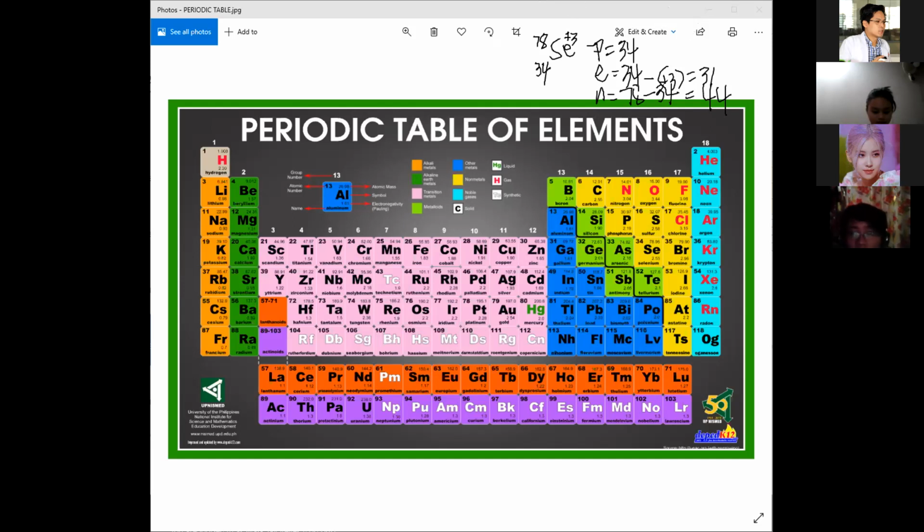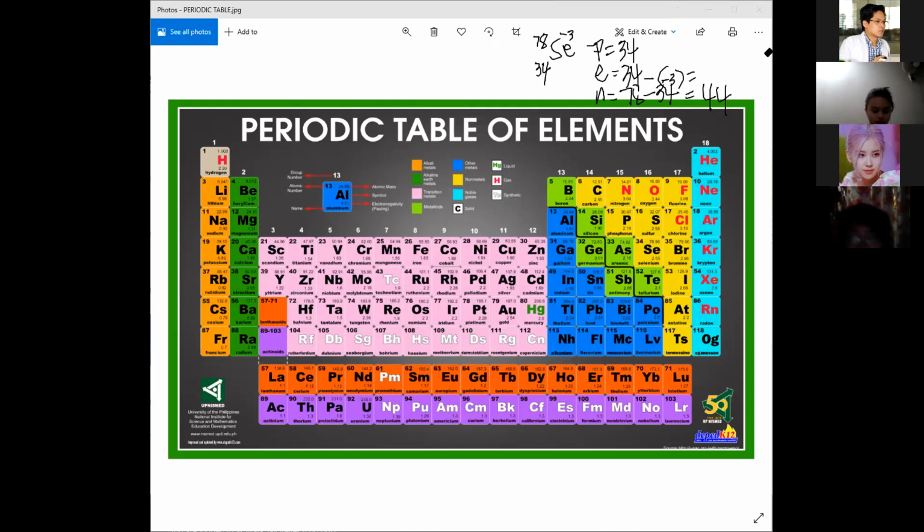How about if we will change this one to negative? Negatively charged. What do you call an element with a negative charge? Ion. Negative ion. If this is negative 3, it will now convert the element into an ion. So instead of having positive 3 here, we will write here negative 3. Okay. 34 minus negative 3. What will be the result?